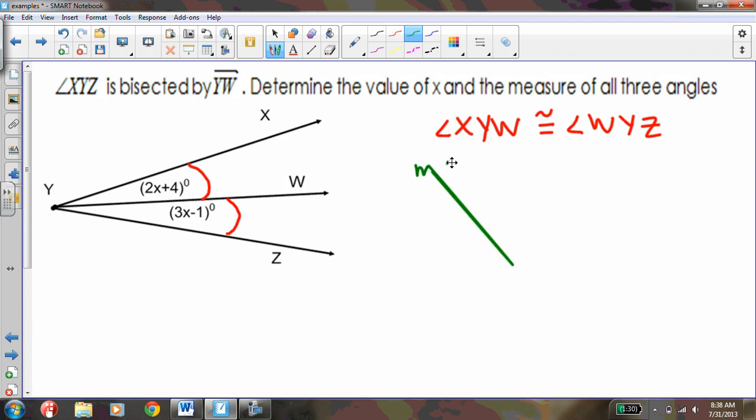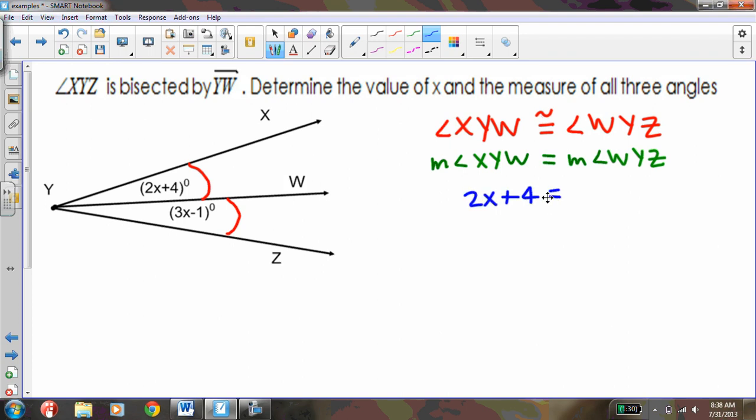The measure of angle XYW has to equal the measure of angle WYZ. Now that I know that, I can create an equation. The measure of angle XYW is 2x plus 4, according to my picture. And WYZ is 3x minus 1.